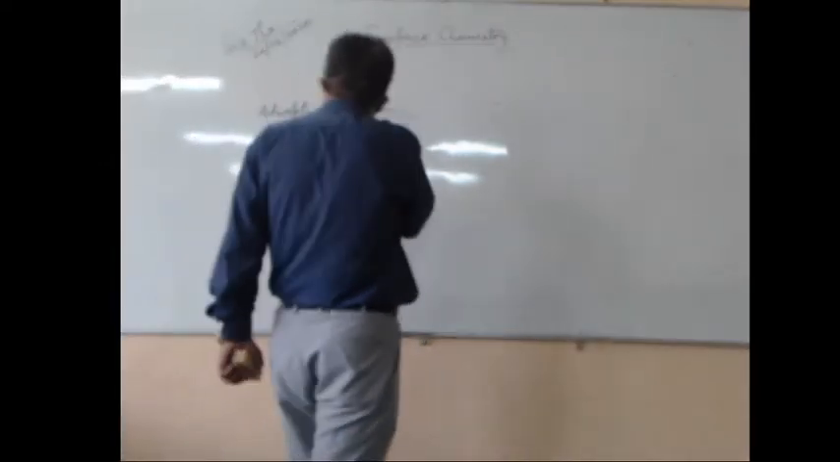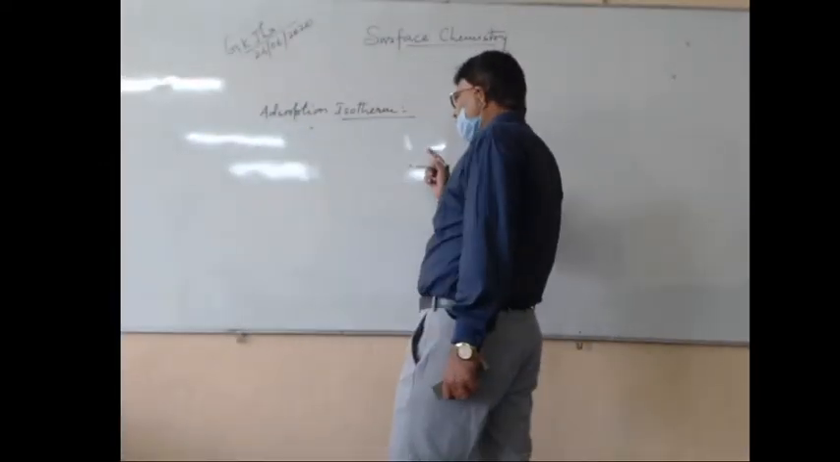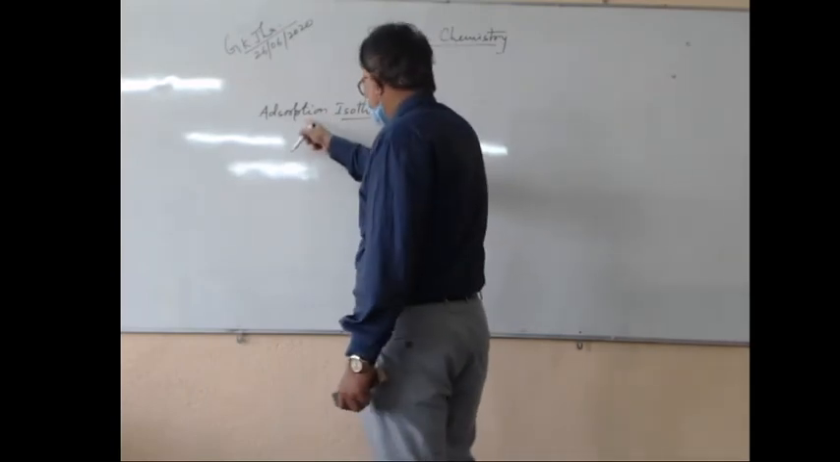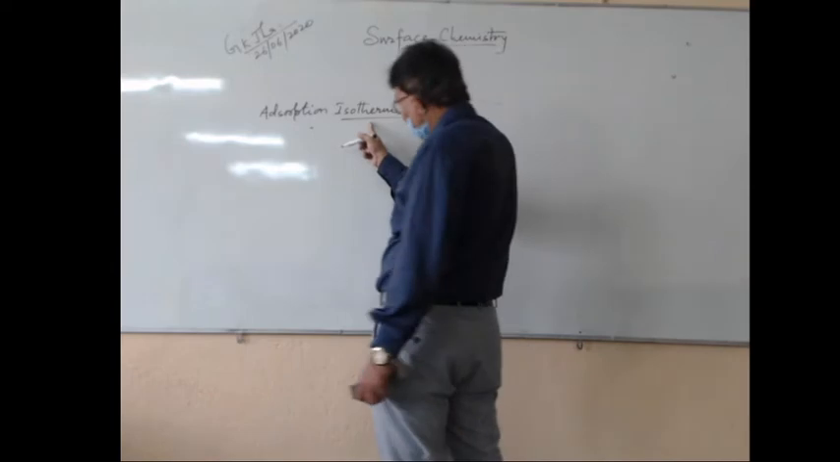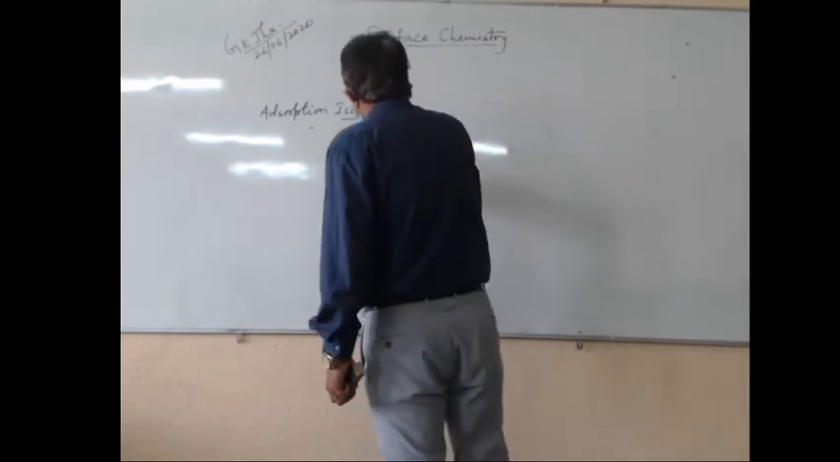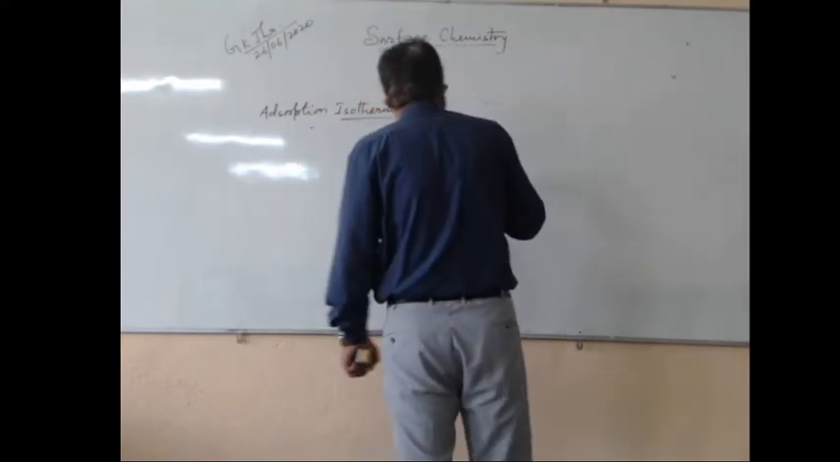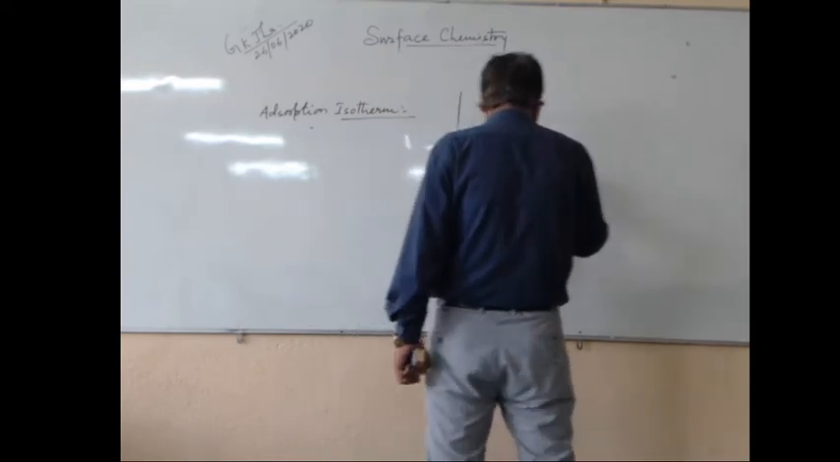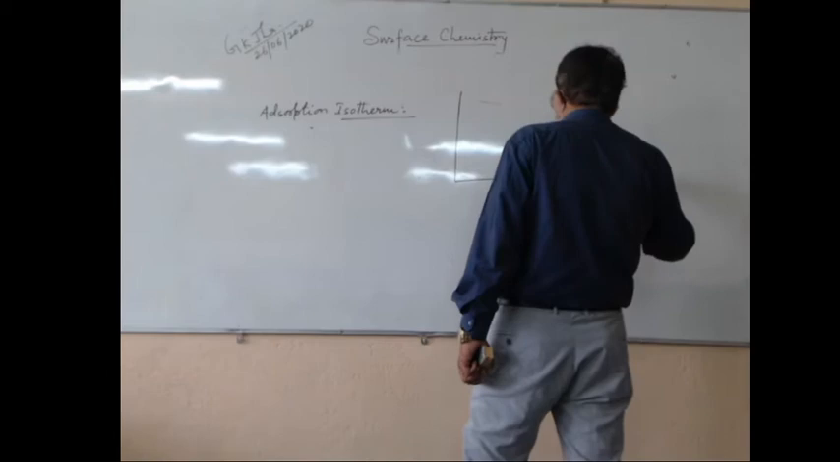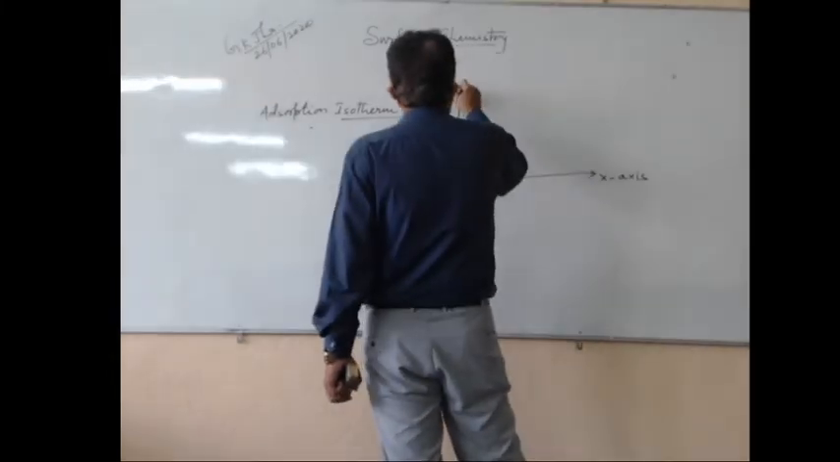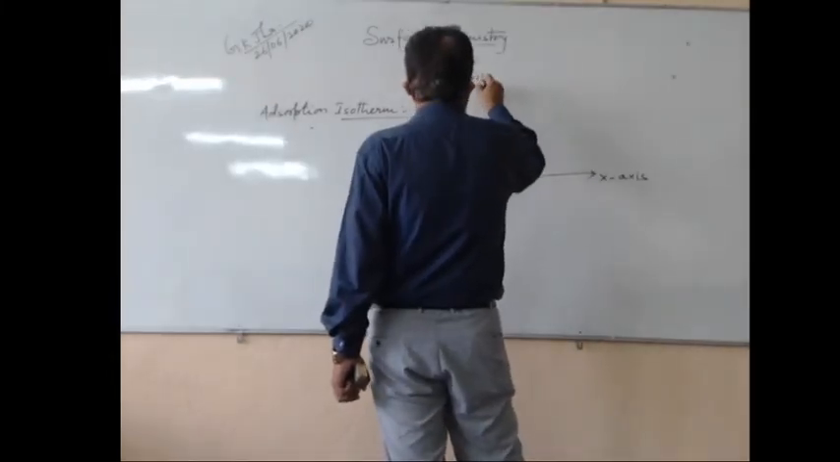Adsorption isotherm: the first important thing is that we are considering the adsorption process, but the temperature has to be kept constant. Temperature has to be kept constant, therefore the name adsorption isotherm. We can understand this: this is the x-axis, this is the y-axis.